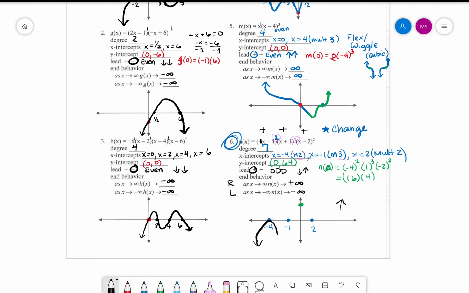So here is our flex. We have to go ahead and flex. Connect so that it's a smooth curve. Then it has to go through our y-intercept, and then at x equals positive 2, it bounces. So we're just going to go ahead and bounce off of positive 2. And there we go. I can erase this, and we are all done.